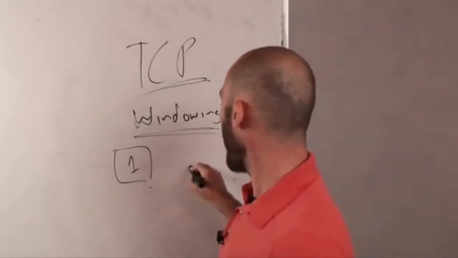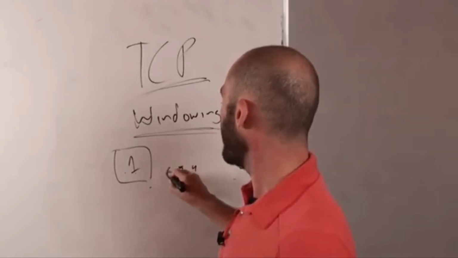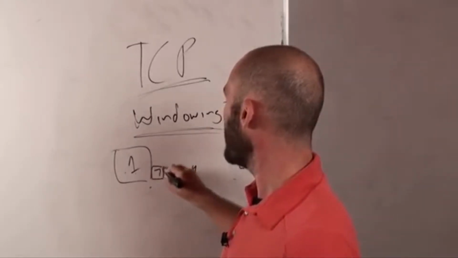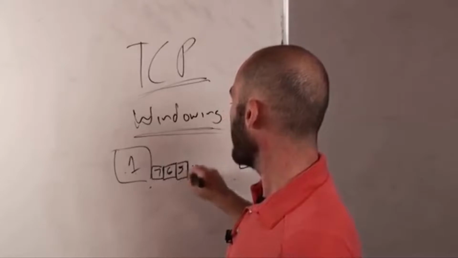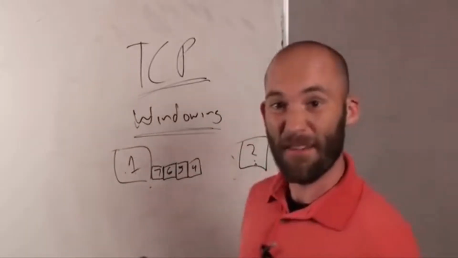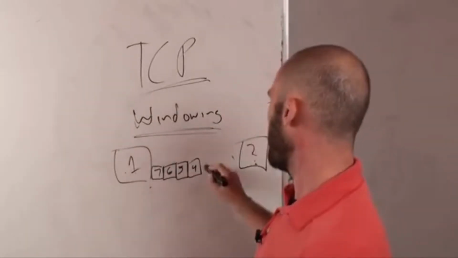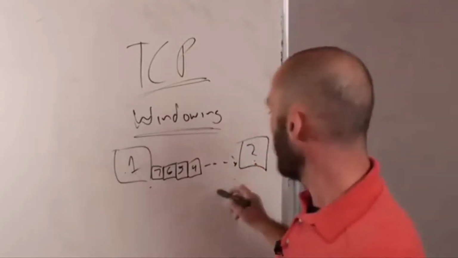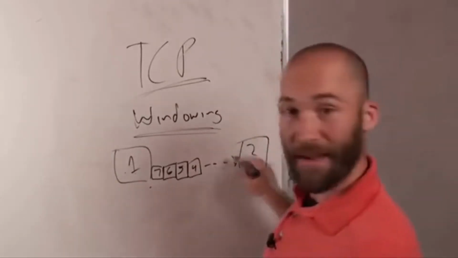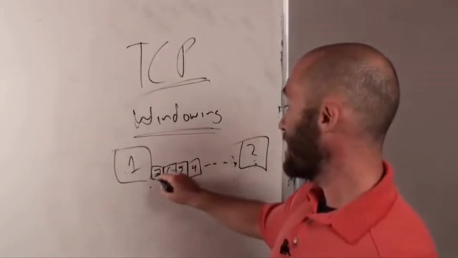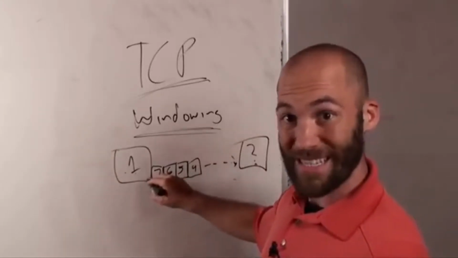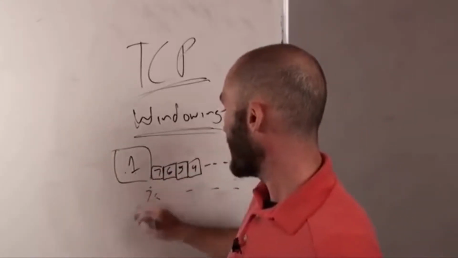So I'm going to send packets 4, 5, 6, and 7. So now it sends 4 packets. So this is theory, but let's say it doubles every time. This goes to computer 2. Computer 2 goes, hey, I got all the information. The last packet I got was 7. So an acknowledgement goes back to 7.